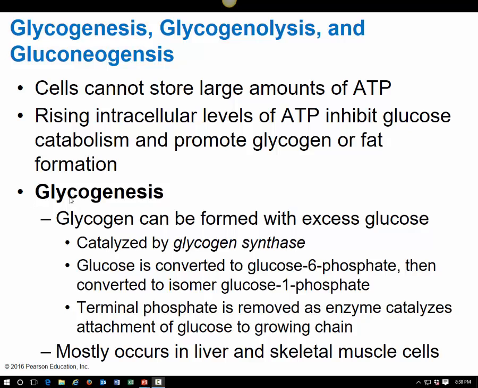Glyco means sugar, and genesis means making or to make. So making sugar, making glycogen, because that's how we store sugar in our cells, animal cells. The storage form of glucose is glycogen. So this occurs efficiently in liver and skeletal muscle cells.